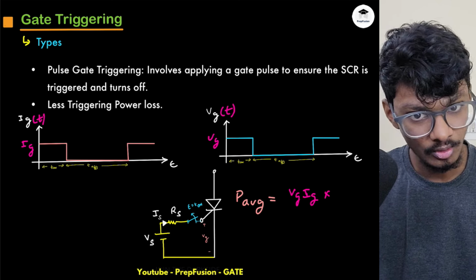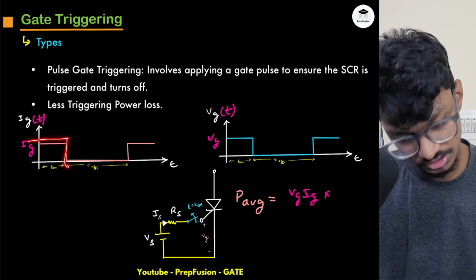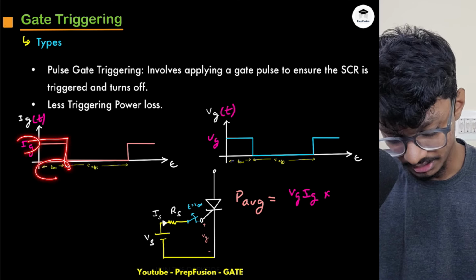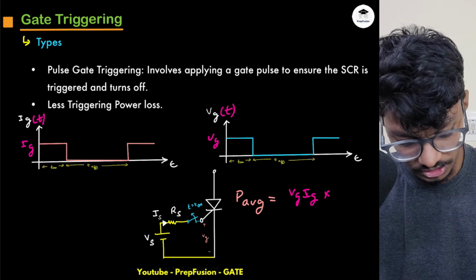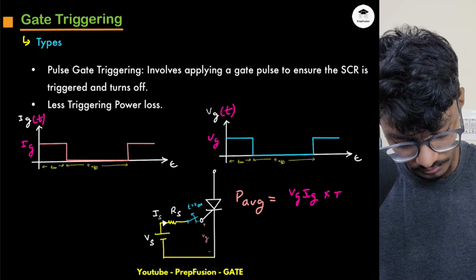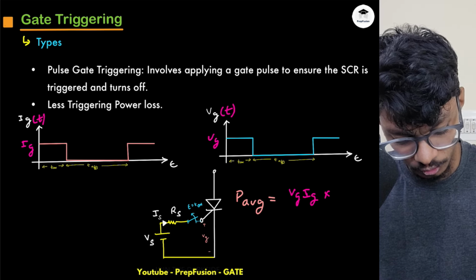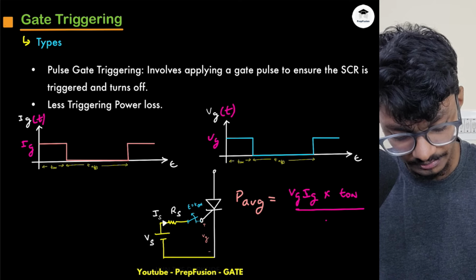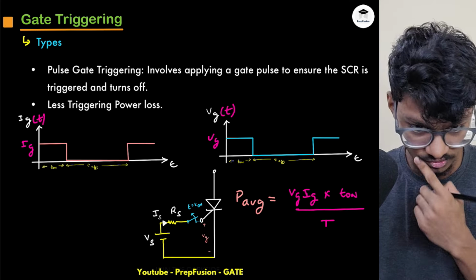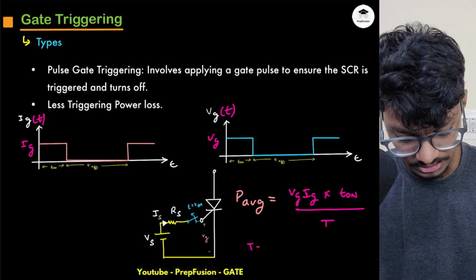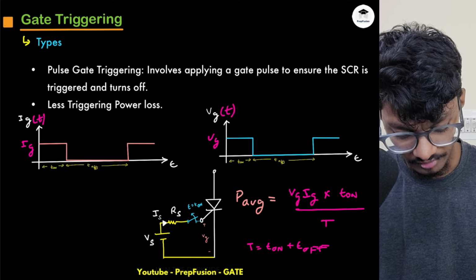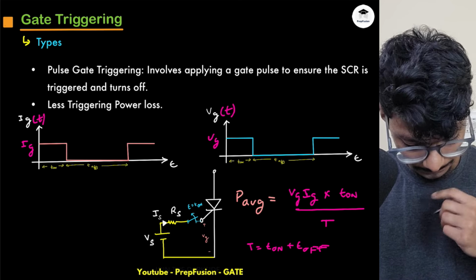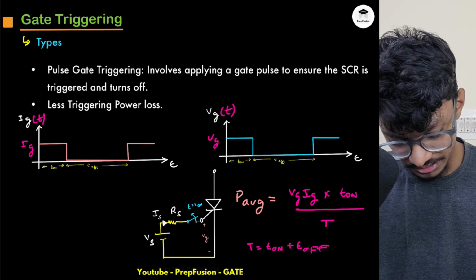So what is the area of the power graph? It will be simply a rectangle like this as well, but its height will be VG into IG and its width will be T on only, right? So it will be T on divided by total time period. Total time period is capital T, okay? T on plus T off. So capital T is T on plus T off. So this is how we will compute the average gate power.